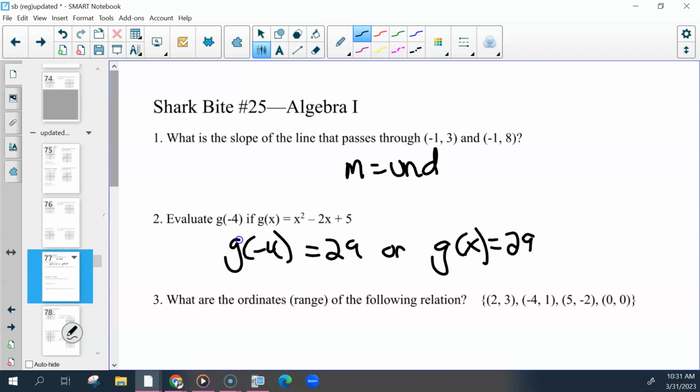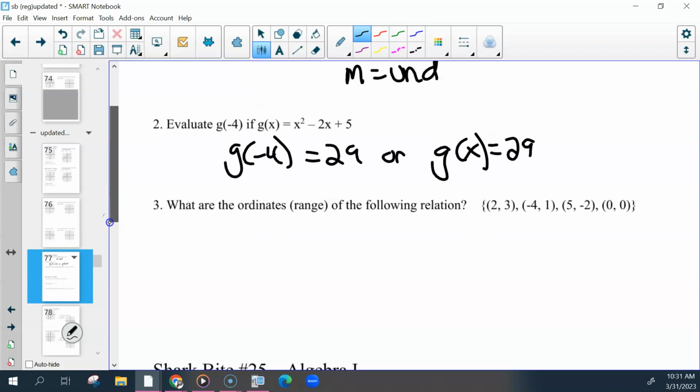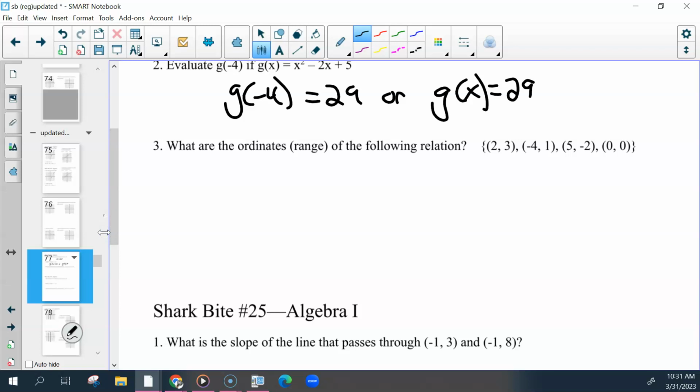Three is just asking about the range. The wording is weird, but that's how you may see it on the SOL. What are the ordinates of the following relation? It's just, what is the range of this? So look for your y values, list them least to greatest without repeats. So -2, 0, 1, 3.